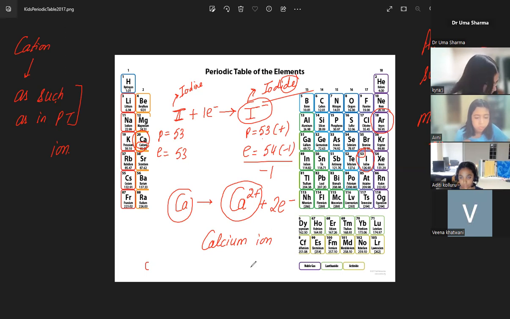Cations, you are going to name it as such in the periodic table and then put "ion" at the end to indicate that it's an ion. It's not a neutral atom. And anions, they have a suffix of "ide."